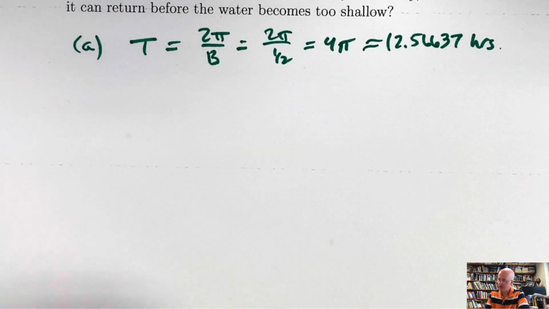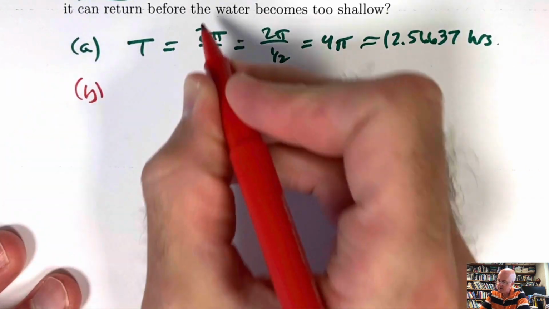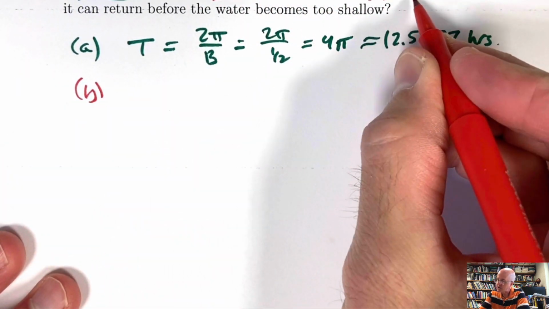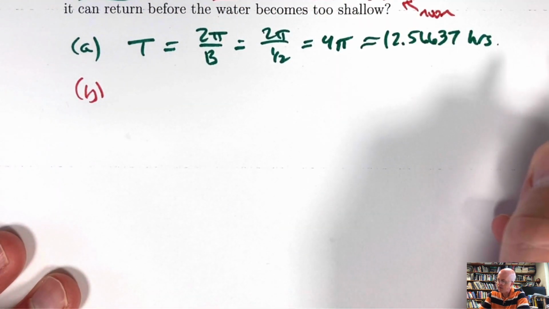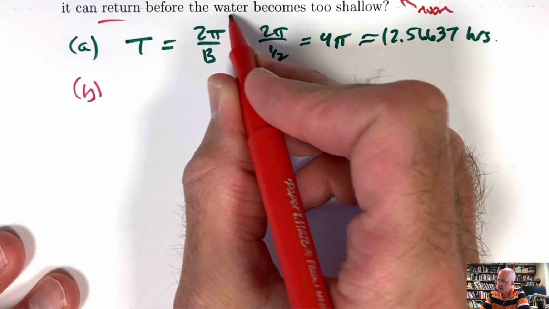Part B is definitely the harder part. If the boat leaves the bay at midday, which is noon, not midnight, this is midnight here, what is the latest time it can return before the water becomes too shallow?